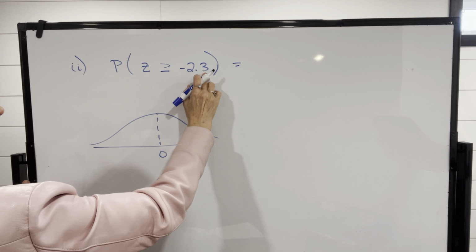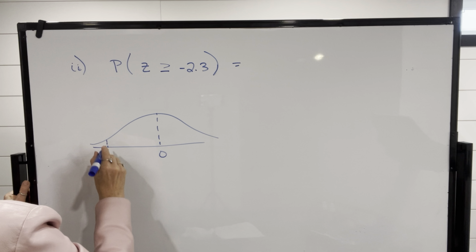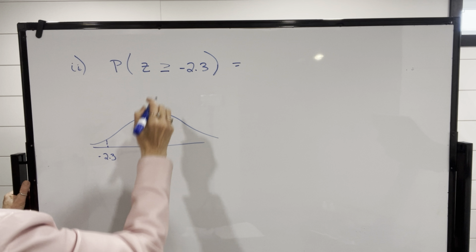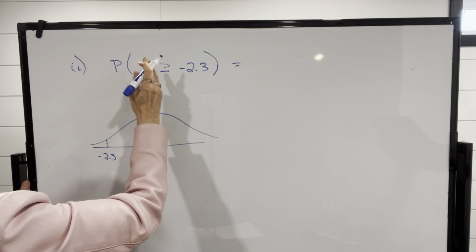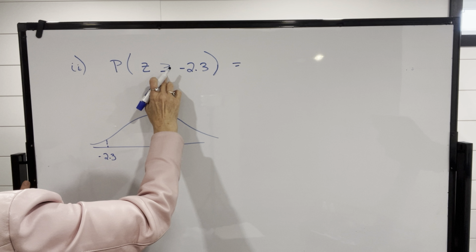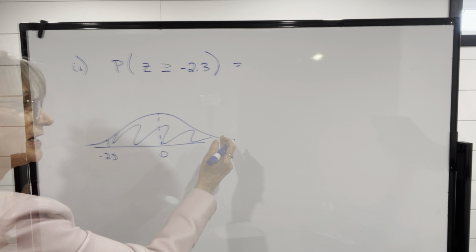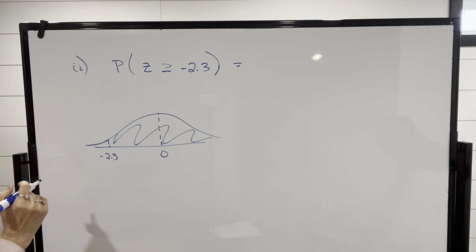Our z-score is negative 2.3. So that will be to the left of the mean. And we want the area to the right because this is greater than this value. So we're looking for this area right here. Our table only gives us the area to the left.